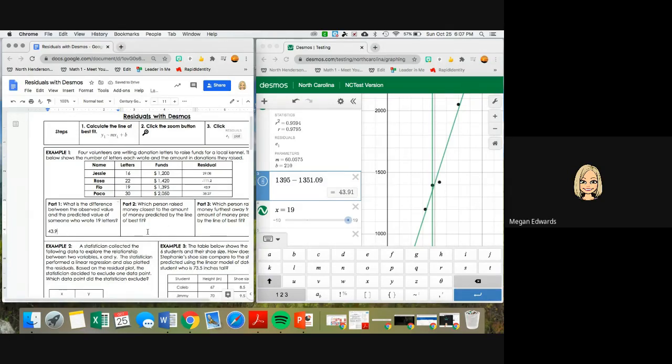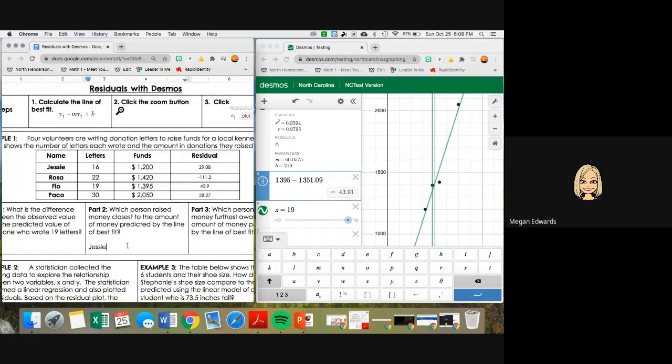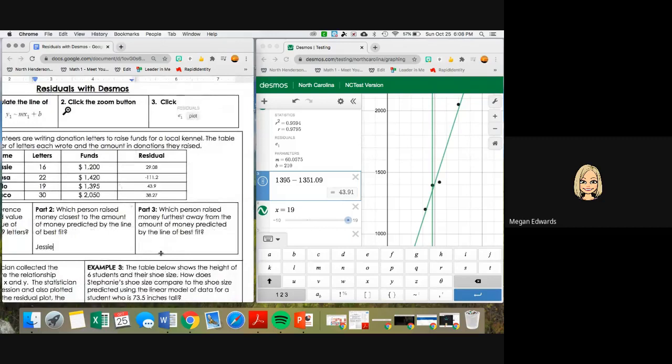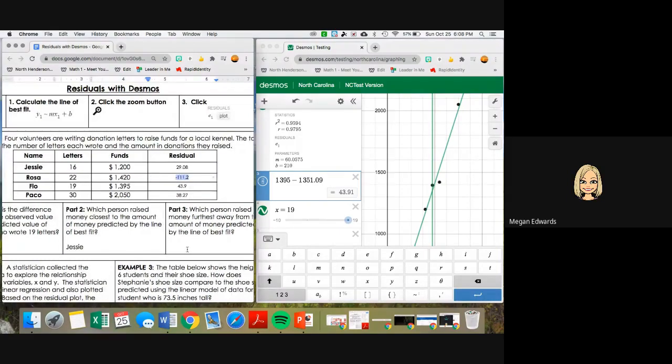Part 2 says, which person raised the money closest to the amount of money predicted? So it's going to be the one with the smallest residual, and it doesn't matter what the sign is, so just the smallest number, which in this case was 29. So that would be Jesse. And the last part, which person raised money farthest away? So that means the biggest residual, no matter what the sign is. So that would be 111 is the biggest number, and that was Rosa.